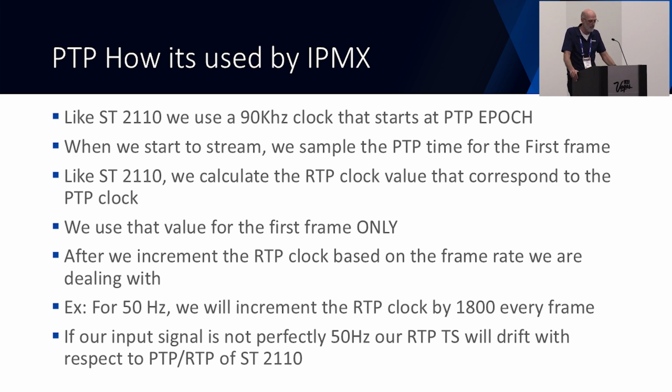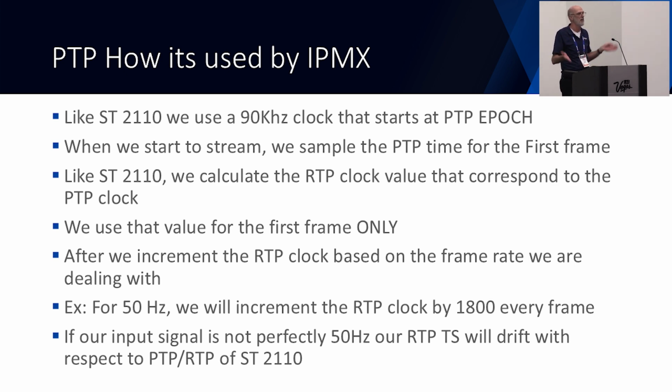So we take that value and we sample it. Just like 2110, we calculate what the RTP clock value would be that would correspond to this, and we use that value for the RTP timestamp of the first frame that we send out, only for the first frame. If I'm sending a signal that's 50 hertz, what I'm going to do after that is increment the RTP clock by that value, 1800, whatever it is. Why? The RFC 3550 says that's how that works. An RTP timestamp always increments by that number.